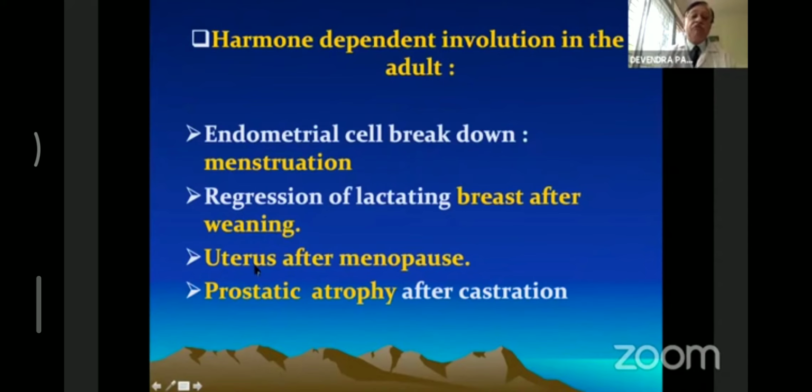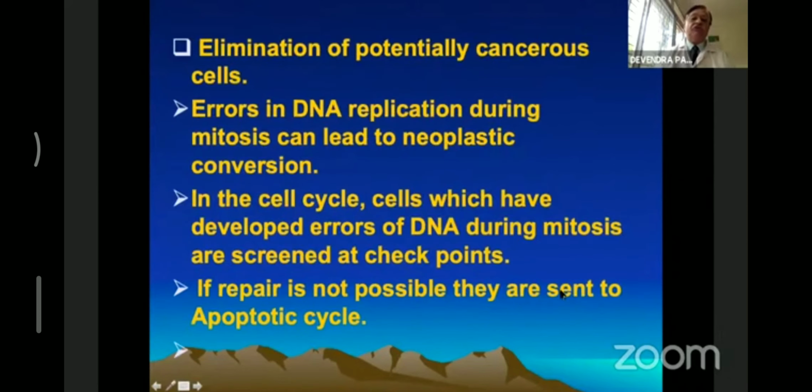Uterus will become smaller after menopause. Why? Again because of apoptosis. If we castrate, what is castration? Cutting off of the testicles. If the testicles are cut off, sometimes therapeutically, as in the case of cancer prostate, the prostate will atrophy. Why will the prostate atrophy? Because it is dependent upon testosterone stimulation.